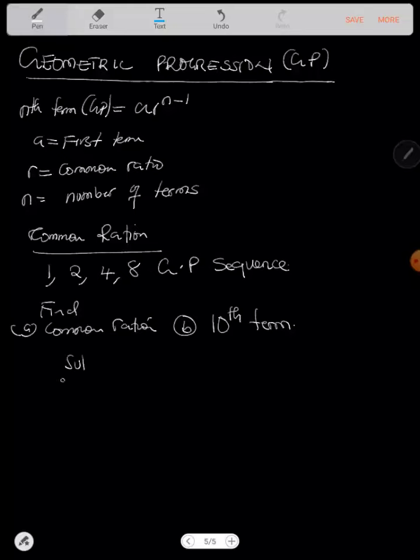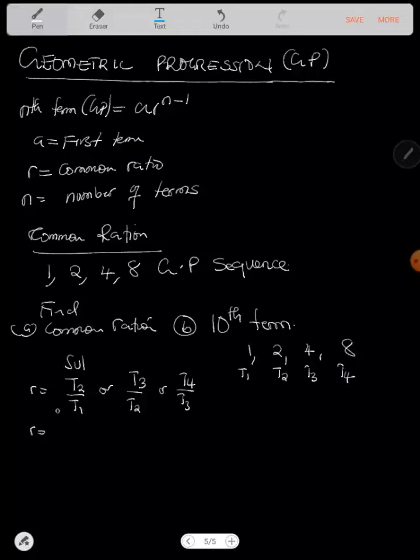Now, how do I find the common ratio? Common ratio is given by second term divided by first term. Or you can get your third term and divide by your second term. Or you can get your fourth term and divide by your third term, just like that. In this case, we have 1, 2, 4, 8. This is our first term, second term, third term, and fourth term. We need to see that it's common.